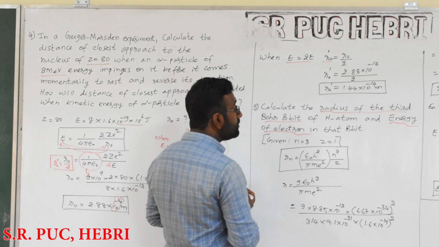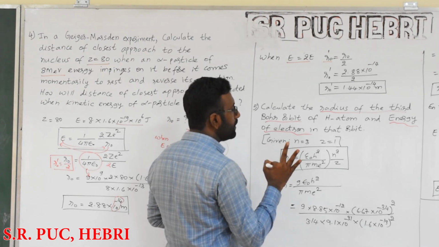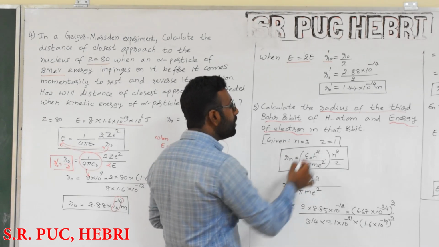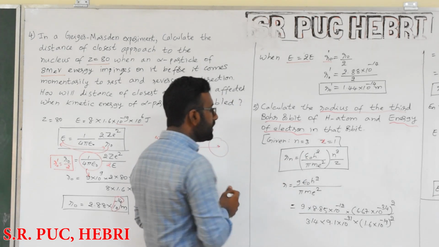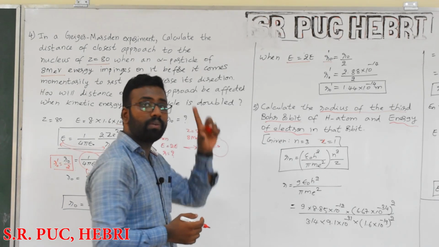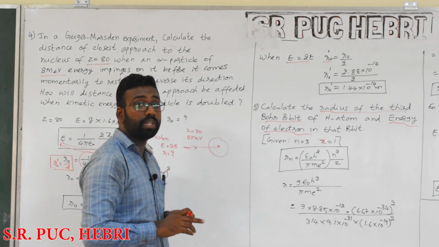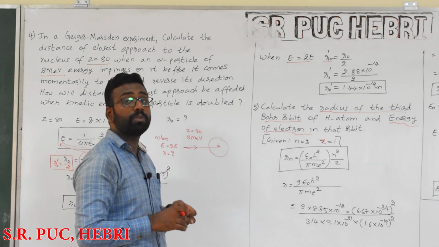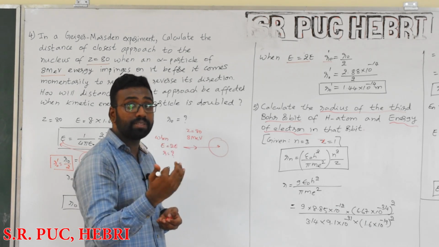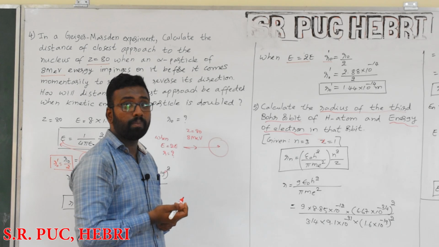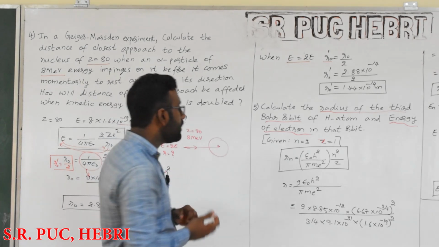See, n is equal to 3. Why? Third orbit. Then for the hydrogen atom, what is the value of Z? Atomic number 1. We have this equation. Do you remember this? We calculated it in Bohr's postulate. Before the Bohr postulate, we solved some derivations where we found the Bohr radius, then the energy. From there we are taking the equation.